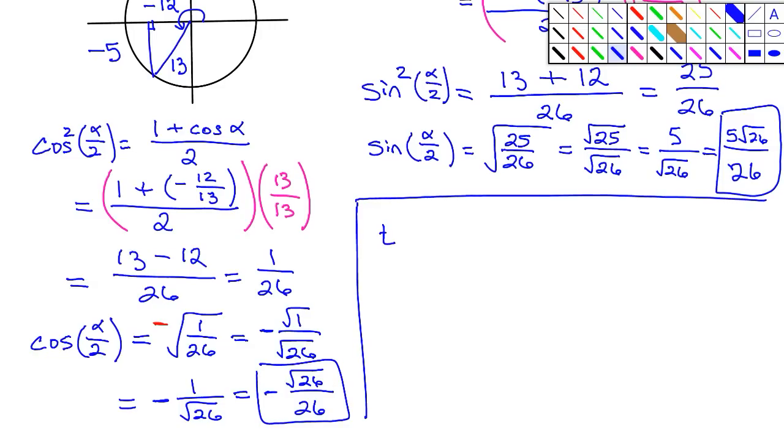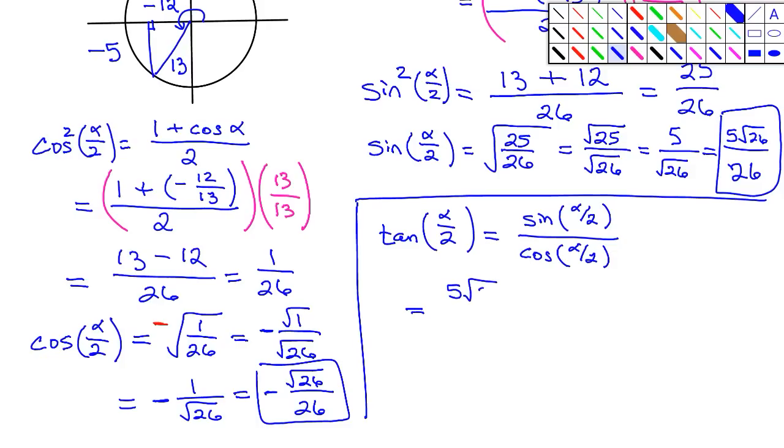Finally, let's go for tangent of alpha over 2. You can use one of the formulas if you'd like to do that, or you can just recognize that this is the sine of alpha over 2 divided by the cosine of alpha over 2. And that would be 5 root 26 over 26 divided by negative root 26 over 26. The 26's in the little denominators cancel. The root 26's in the numerators of the little fractions cancel. And we're left with a 5 and a negative 1 in the bottom. 5 divided by negative 1 is negative 5.